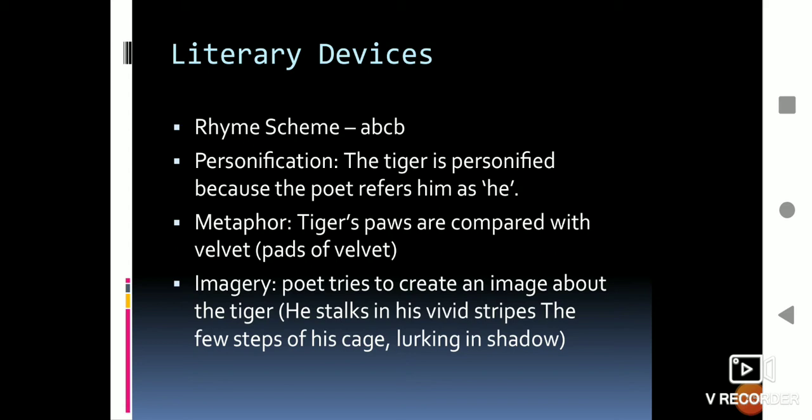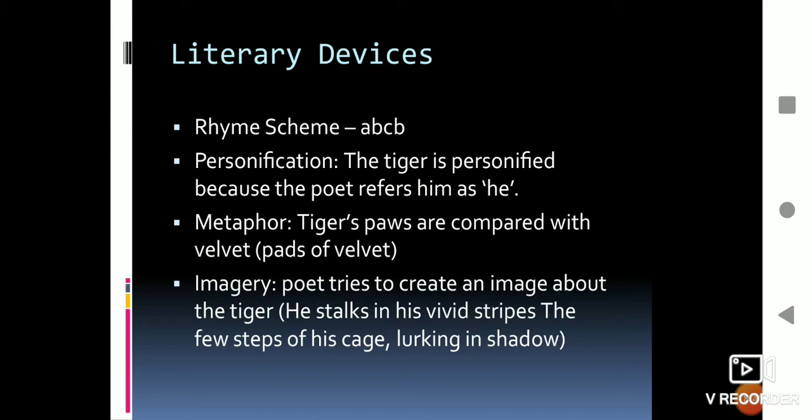Next is imagery. Now what is imagery? Imagery is a literary device which works through your senses. For example, when you are reading something, if it forms an image in your mind, that is the literary device called imagery. We have different imageries: visual imagery, oral imagery, tactile imagery, sound imagery, smell imagery. All these are imageries, which are an important literary device in poems and other literary works.